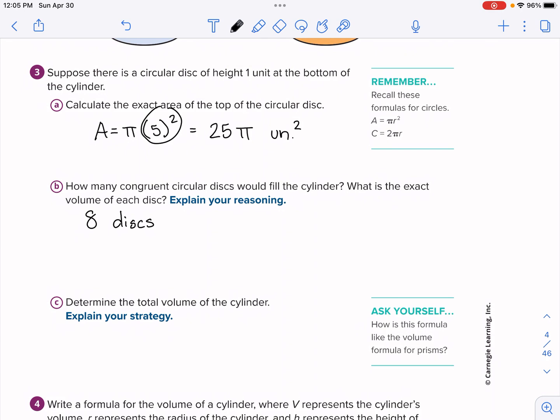So each disc has a volume of, we're going to say that this is 25 pi square units, or sorry, cubic units. Because although we're finding the area, we know that the height is 1, so it's 1 times 25 pi, which is just 25 pi, but this will be cubic units.